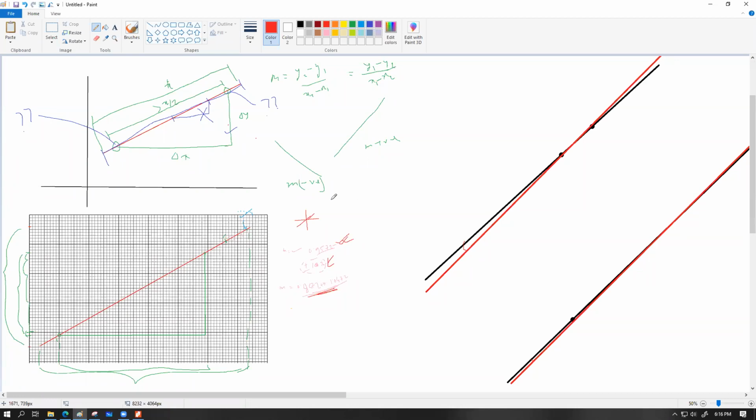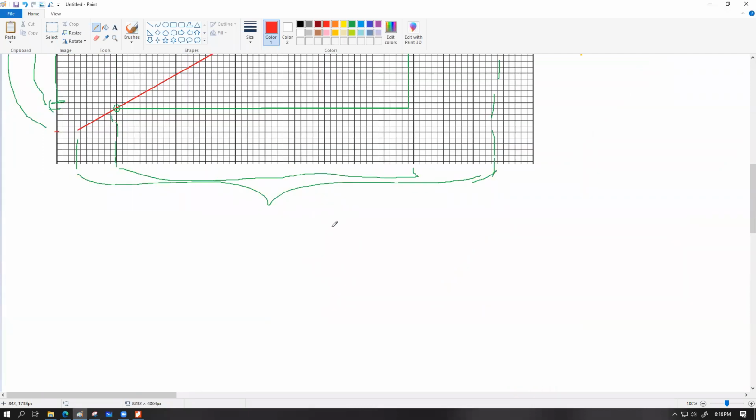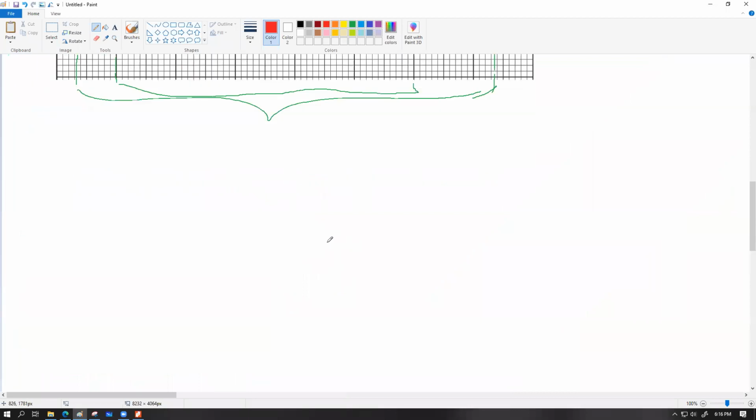Okay, so let's move on to the next part of our lecture, which would be how can we measure the gradient for a curve?